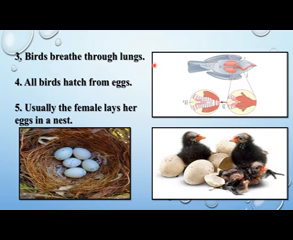In birds, lungs are present for breathing, and all birds hatch from eggs. So birds lay eggs, and new babies come out of those eggs, and the female usually lays her eggs in a nest. In the nest they lay their eggs, the newborn babies come out of the eggs, and they breathe with the help of their lungs. And we have different groups of birds. Some birds are running birds, and some birds are flying birds. All birds are included in this group of vertebrates, and all birds have a backbone.